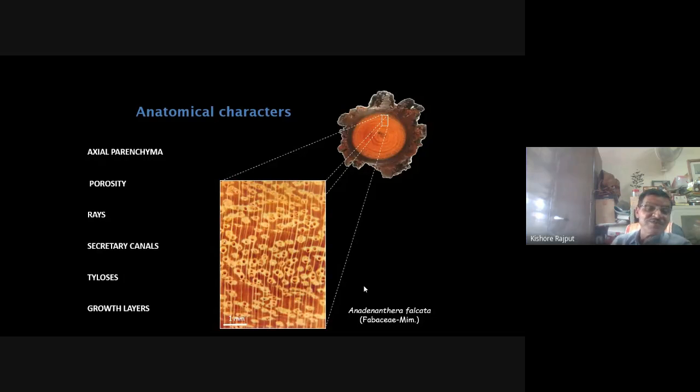Then rays, whether rays are unicellular or multicellular. Within rays also you have different types. Homocellular rays are there, heterocellular rays are there, depending on the cell size, or whether paedomorphic rays are there. Then the kind of tylosis, because these are the deposits in the vessels. And then you have the growth layers, that is the growth ring, by which you can identify.